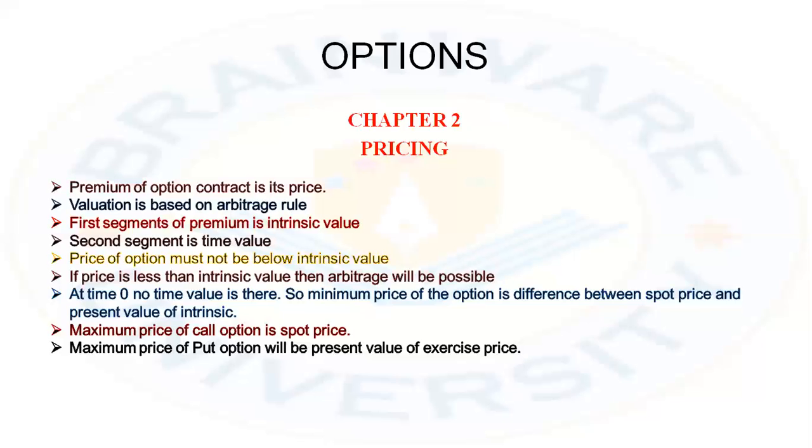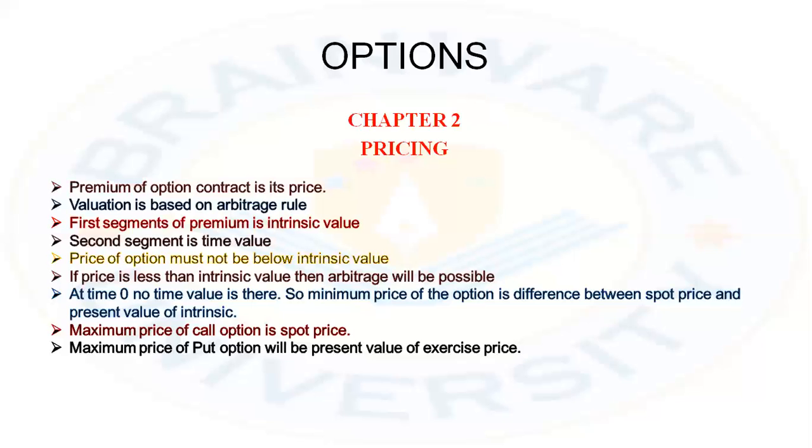Now look at the important points given in the slide. First point is saying the premium of the option contract is its price, which I have already clarified. Second point is that value is based on the arbitrage rule. This point has also been made clear. This is a basic guideline of calculating the price of any type of derivatives. Third one is that the first segment of the premium is intrinsic value, which we also discussed in detail in our previous lecture. Second segment is time value, which has also been covered.